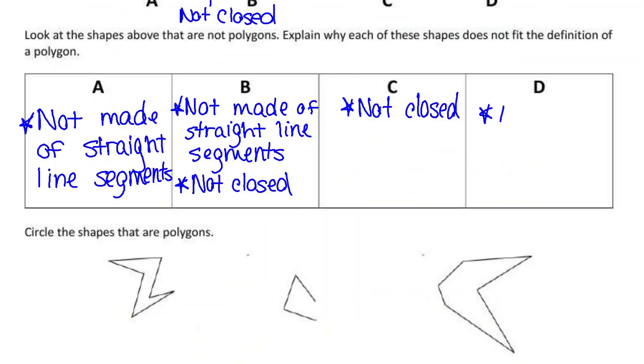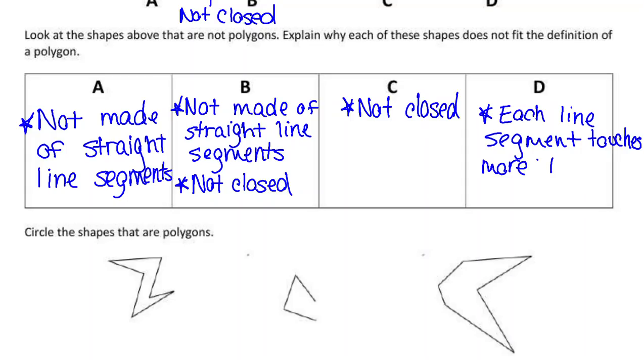So each line segment touches more than two places. You can also put in parentheses it's twisted. You can see that it's kind of like a twisted shape.